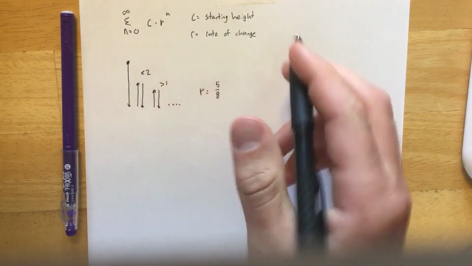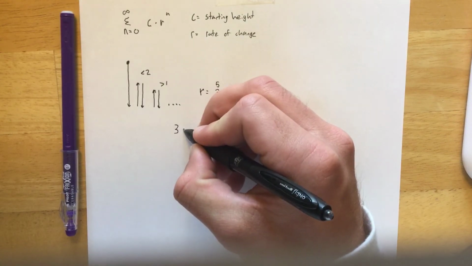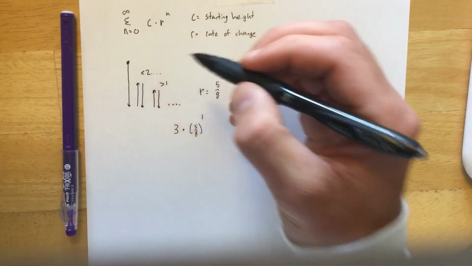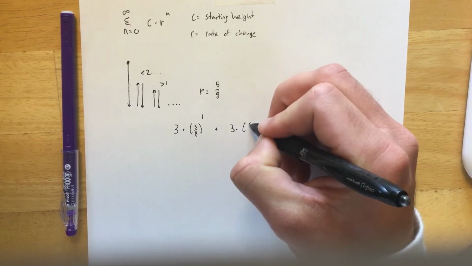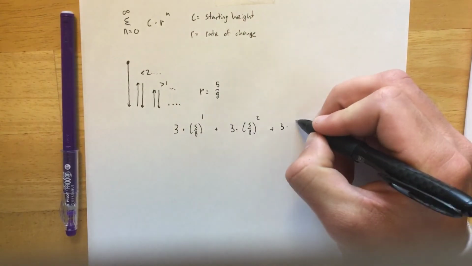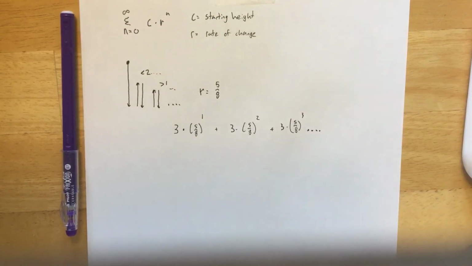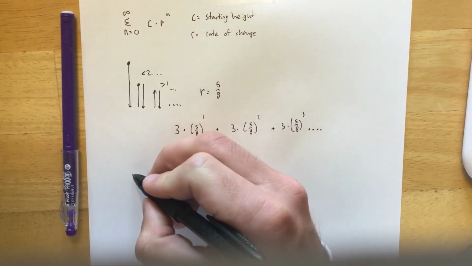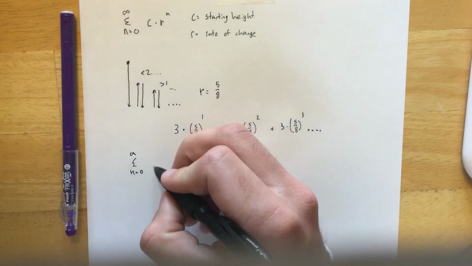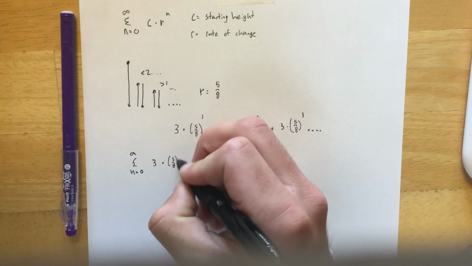So using this to get into this form, we know that we have our starting height. If we multiply that by 5/8 to the 1, that gives us this next height. And if we add 3 times 5/8 to the 2, that gives us this next height, plus 3 times 5/8 to the 3, that gives us our next height, and so on. So that we can put that in the standard form, the sum of n equals 0 to infinity of 3 times 5/8 to the n.